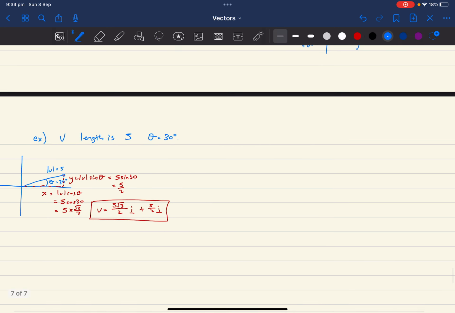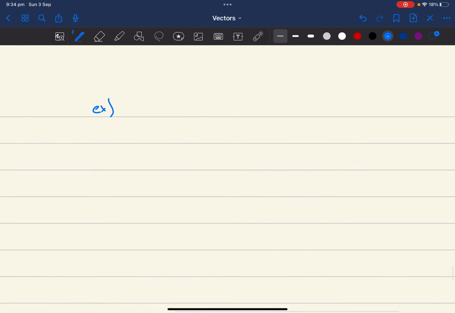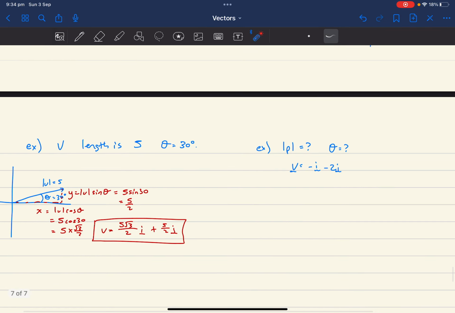Okay, and then we'll try one last question for this. Let's find the length and the angle when they've given the vector, which is negative i minus 2j, right? So this one is the opposite of what we've been doing so far, right? They give us the vector, and I want the length and the angle, right? Previously, they gave the length and the angle, and I want to find the vector, right? So let's think about how we can do this.